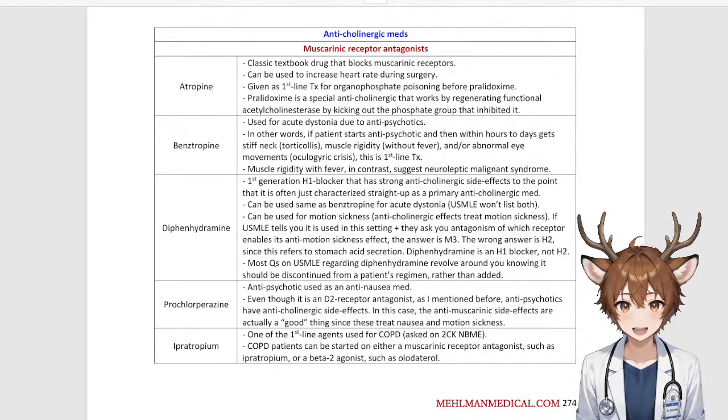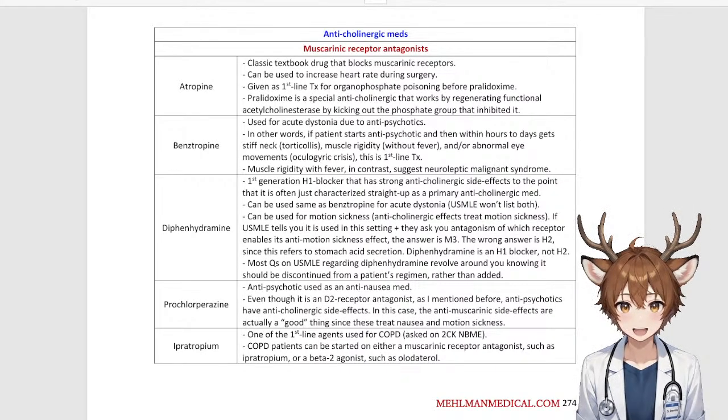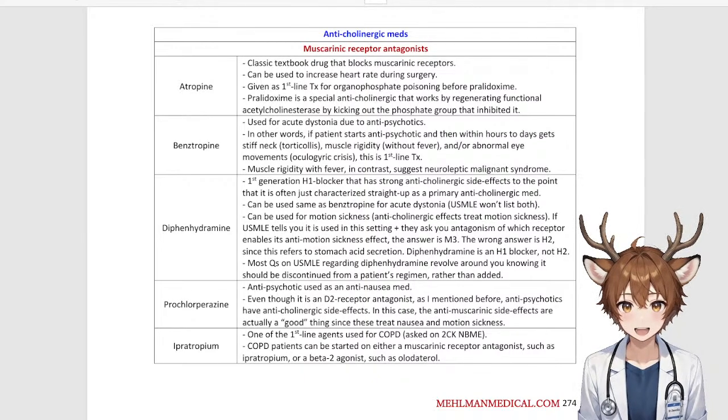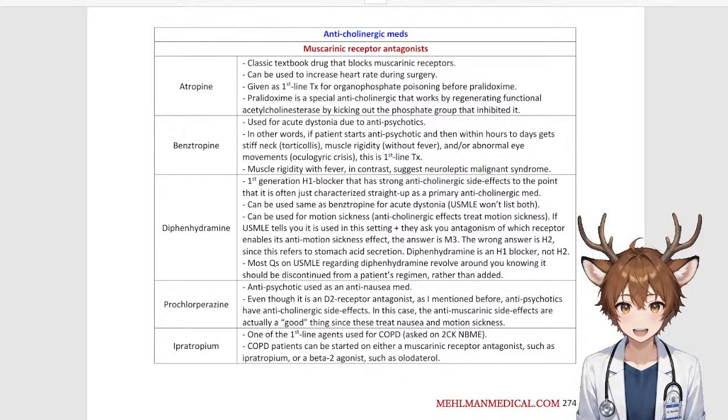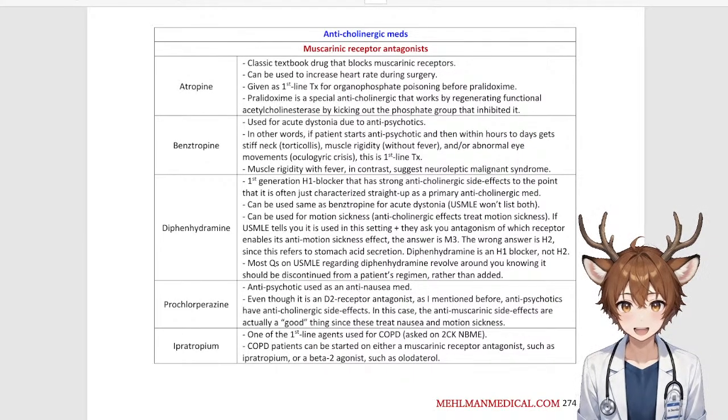Diphenhydramine, a first-generation H1 blocker that has a strong anticholinergic side effect, to the point that it is often just characterized straight up as a primary anticholinergic medication, can be used same as benztropine for acute dystonia. USMLE won't list both. It can be used for motion sickness. Anticholinergic effects treat motion sickness.